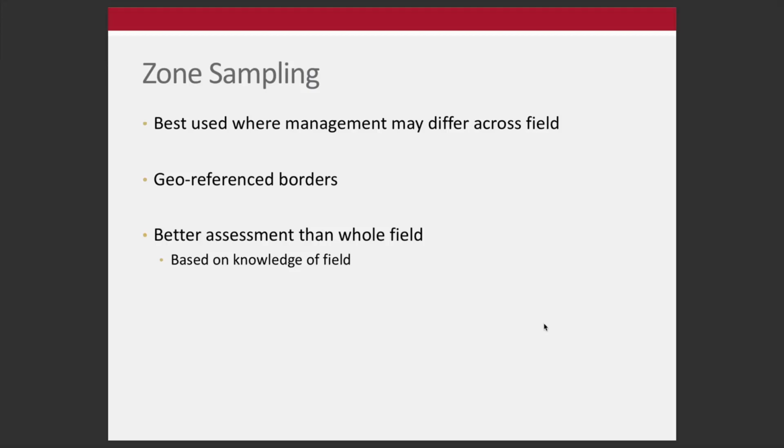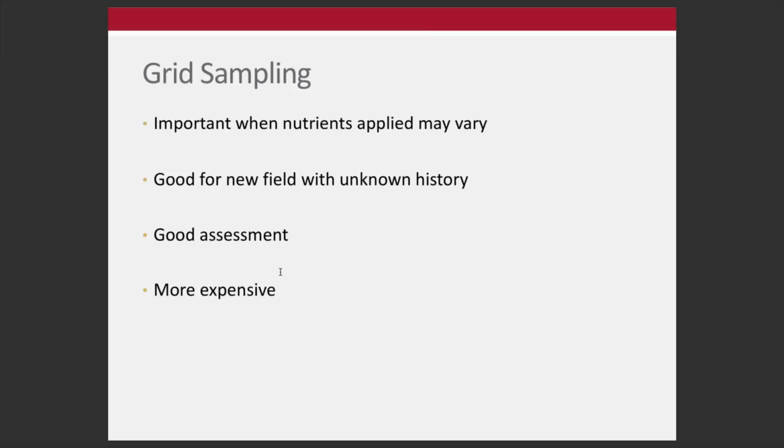Okay, typically the borders are georeferenced, and it of course gives you a better assessment than whole field, but it is more expensive and more time consuming because you gotta do this work of splitting the field out, delineating it, etc., etc. And then finally, there's grid sampling. And then this of course is even more important when nutrients applied may vary.